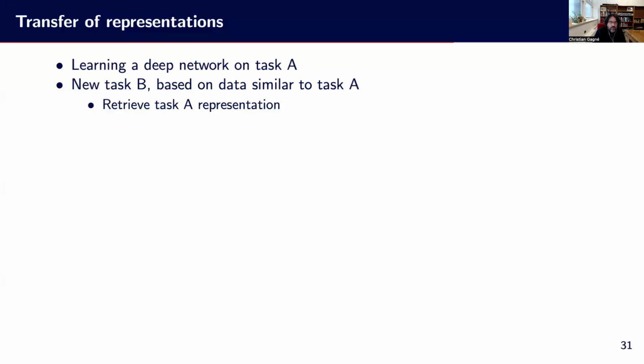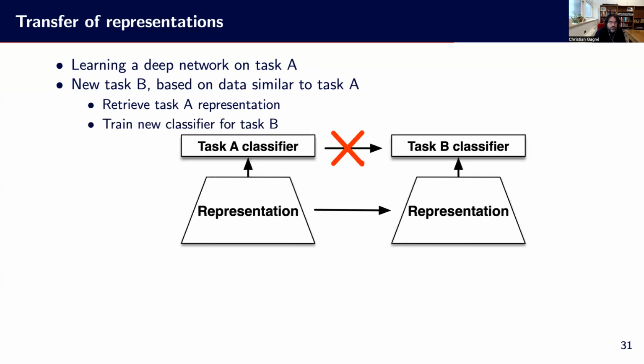So task A is about some object recognition in some images. And then we have a new task B that is also dealing with images, but possibly a slightly different task, but the same type of images. So what we can do is to say, let's retrieve the representation learned from task A and use it for task B. So we have the representation learned from task A, and then we say, let's use that for task B.